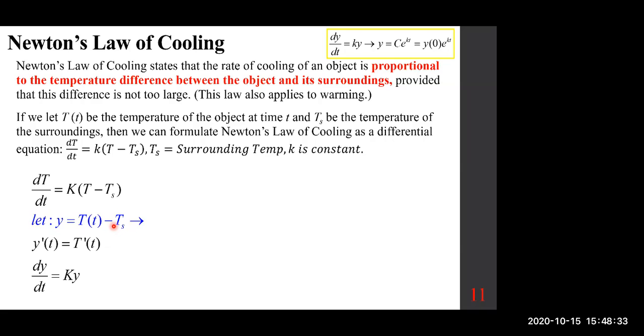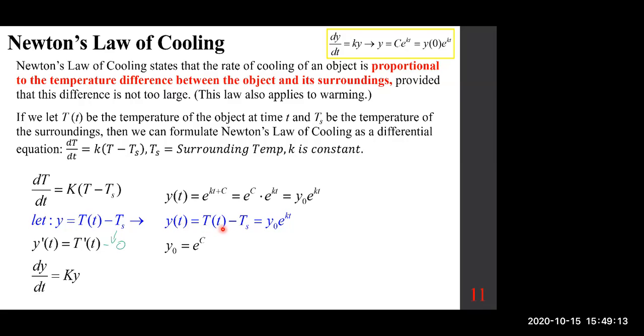So y prime is T prime of t minus 0. You can think of it, in essence, let me just write that. You can think of this as minus 0, okay, which we don't write. So dy/dt is ky, the same thing we had there. So what is y? T minus T sub s. So if we go back here, okay, we can rewrite it as follows.